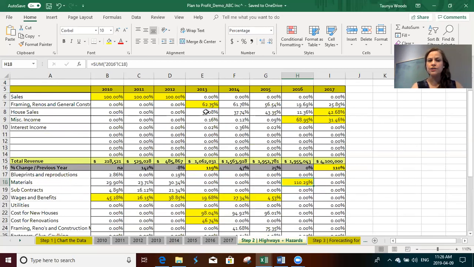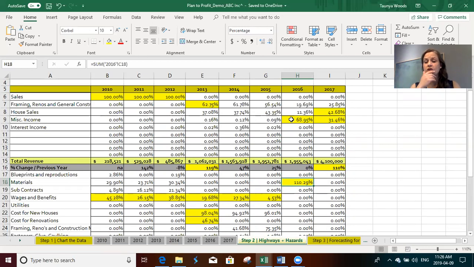So in 2013, 62.75% of their business came from renovations, and then house sales at 37. It remained flat for 2014, although they had a 47% increase in sales. So that's a nice touch there, right? 2015, we start to see some changes. So 56% now is renovations, 43% in house sales. 2016, they dropped down to 19% in renovations, house sales 11, miscellaneous income 68.